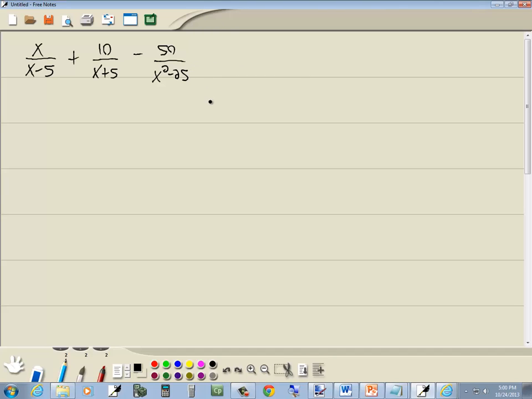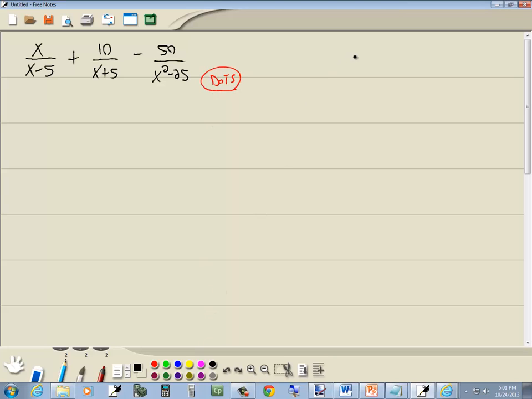Well, the first step is to factor all of our denominators. Well, x minus 5 we can't do anything with. X plus 5 we can't do anything with. X squared minus 25 is going to be a difference of two squares.